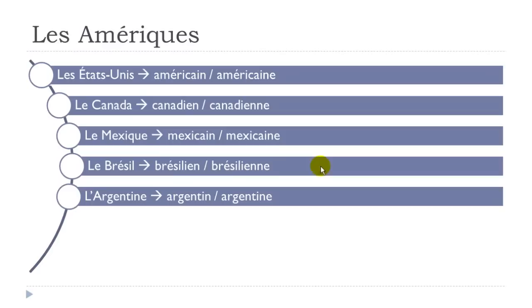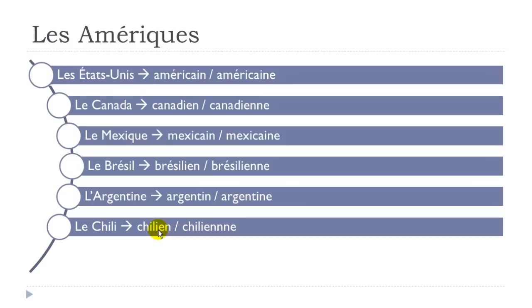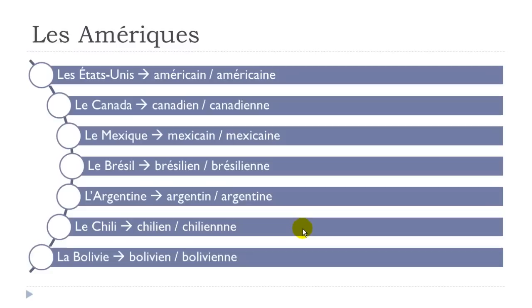Okay. And then l'Argentine, Argentin, I-N gives you this un sound, Argentin, okay, and then Argentine. Argentine, okay, if you look carefully, well, basically the feminine form is the same as the name of the country, okay. Le Chili, Chilien, yin, Chilien, Chilienne, okay, and then la Bolivie, Bolivien, same, Bolivien, and then feminine form, Bolivienne.